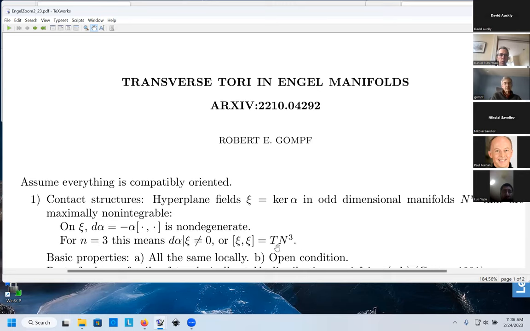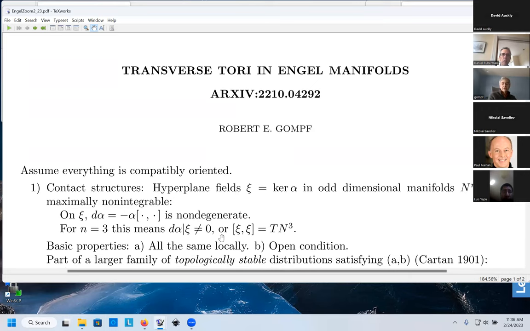And so now these two conditions are so fundamental that it's reasonable to ask, for any k and n, if you look at the space of all k-plane distributions on an n-dimensional manifold, under what conditions can you get an open set of things that are all the same locally like this? If we look at that question, we find that the set of contact structures is part of a much larger family of what are called topologically stable distributions that satisfies these two conditions.